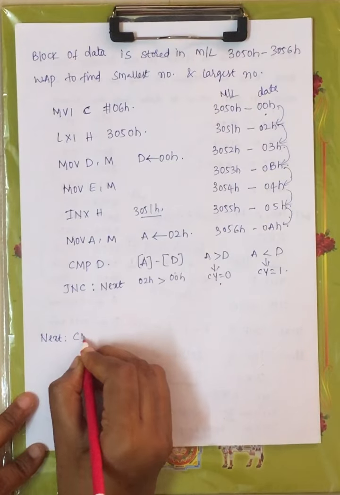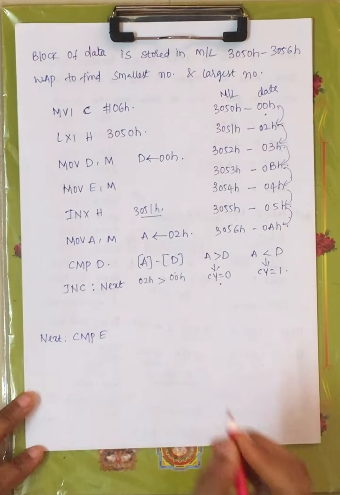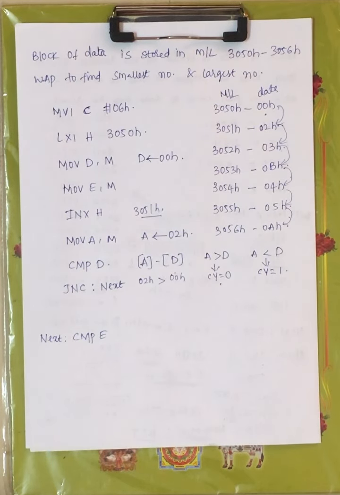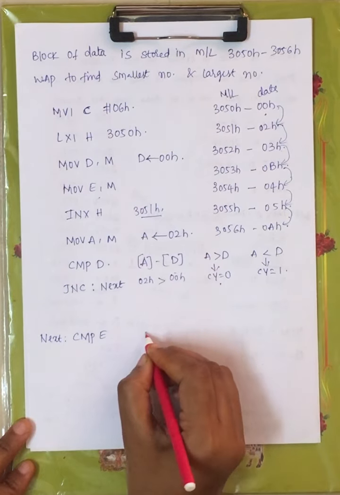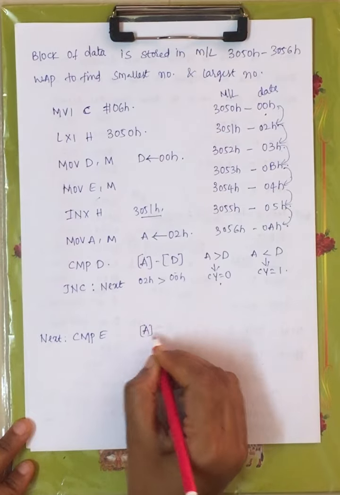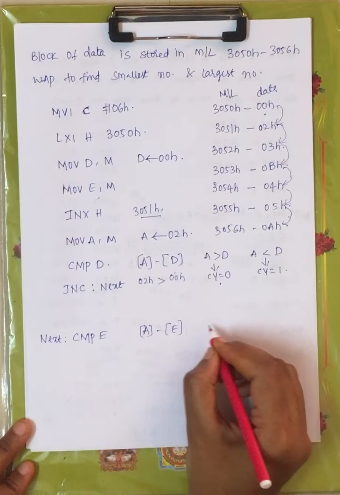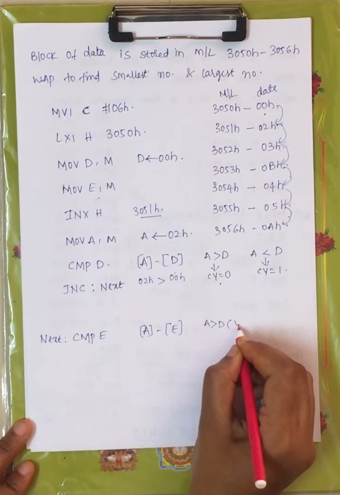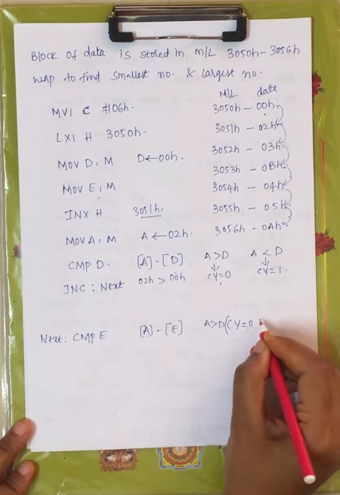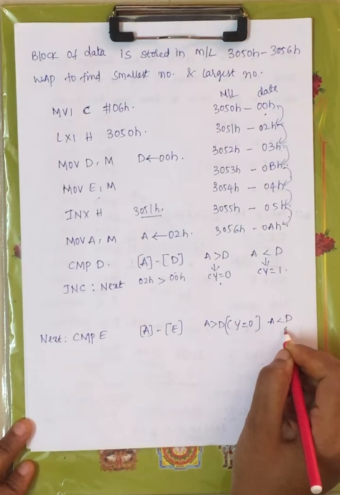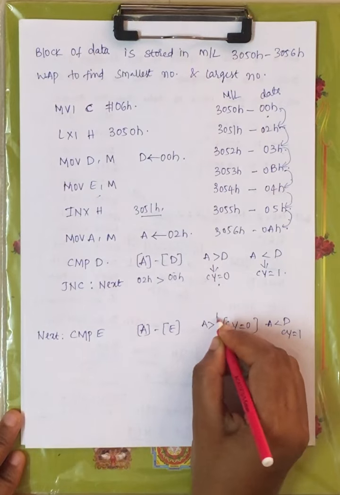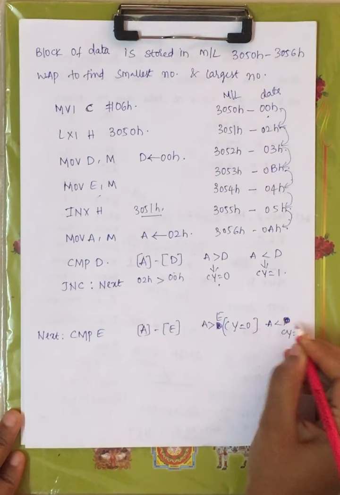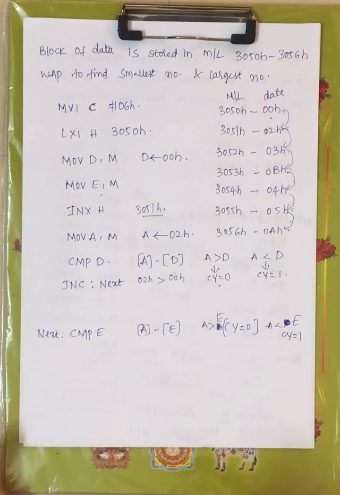Next, compare with E. What is E here? E is again 00H only. Here again the contents of A are compared with the contents of E. When A is greater than E, carry will be 0. When A is less than E, carry will be 1. CMP E.